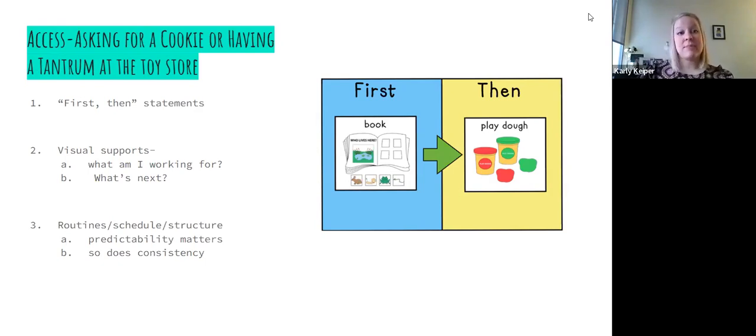An adaptive way might be, I'm hungry for a cookie. I'm going to ask mom if I can have a cookie. And she says yes, and I get my cookie. Hooray. Or I want this, I can't have it, so I'm going to have a tantrum. I'm going to throw myself on the floor. I'm going to scream. I'm going to bang my hands on the floor until I get what I want. Because I really want that toy. I'm trying to gain access.